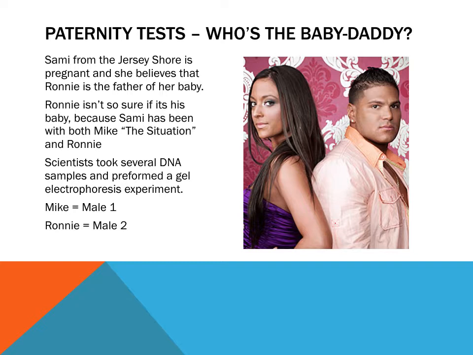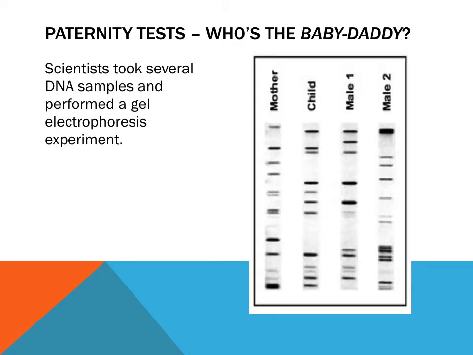Scientists took several DNA samples and performed a gel electrophoresis experiment. So they take samples from the baby, the mother, and the two guys who are suspect. So Mike is male 1 and Ronnie is male 2. Let's take a look at the results. So scientists took samples of their DNA and performed the gel electrophoresis experiment. This is the results of the mother. This is the results of the child.